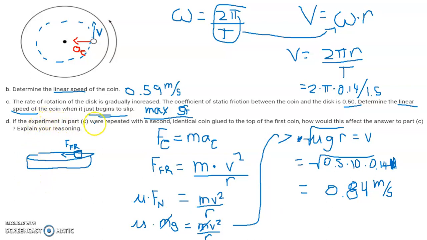In the experiment, if it were repeated with a second identical coin glued to the top of the first coin, how would this affect the answer to part C? Explain your reasoning. Guys, we already did the hard work for this. We already found the equation.